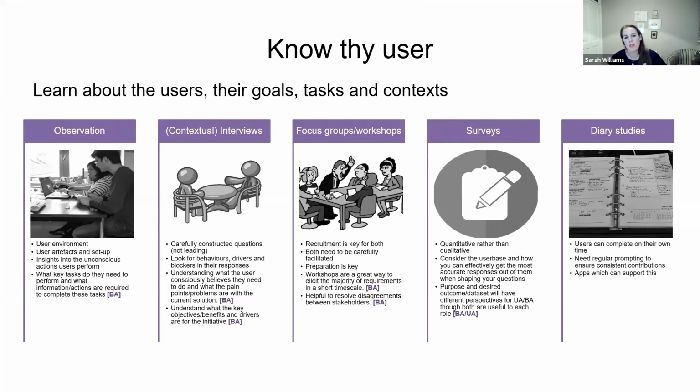And then you've got an example of diary studies. We might do time and motion in the BA space, but that usually requires more of a shadowing approach. So a lot more hands-on, a lot more physically present, whereas the UA version can be a bit more hands-off, but still requires to be managed quite a bit. So it's something that might be used a little bit less.